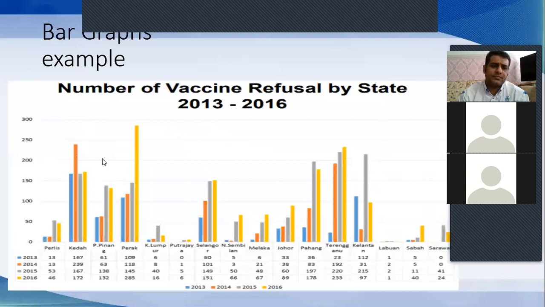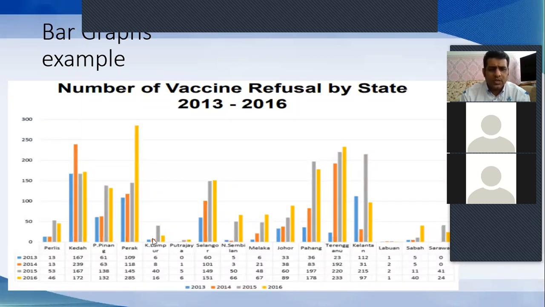Then the bar graph. Now you see the number of vaccine refusals by state from 2013 to 2016. We want to see how many refusals there were. Let's say in 2013 in Perlis, the refusal was around 20. Then in 2014, the refusal in Kedah was very high, more than 240. Then in 2016 in Perak, the refusal was 280 something. Similarly, the refusal in Putrajaya is very low.